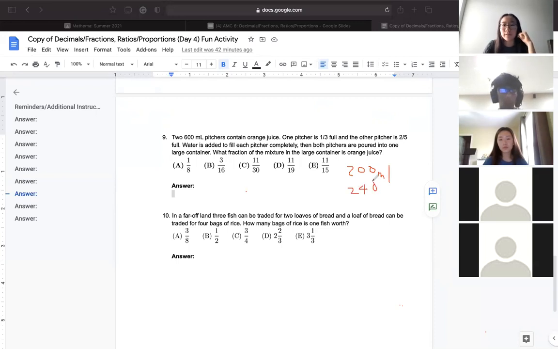240 milliliters. And then they're both poured into one large container. So that large container would contain 1,200 milliliters because it's combining both of these pitchers. And then you would just add these up to find how much orange juice is in there. So 440. And then you just simplify that and you get an answer of C, I believe. That one is pretty straightforward.